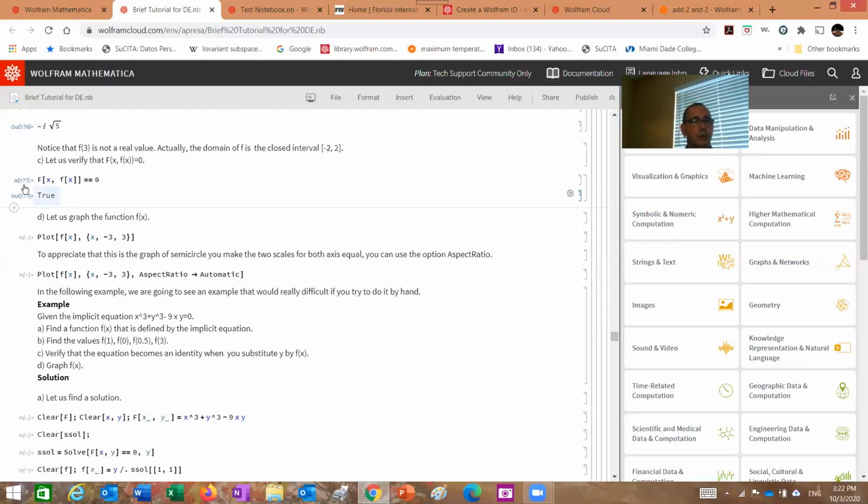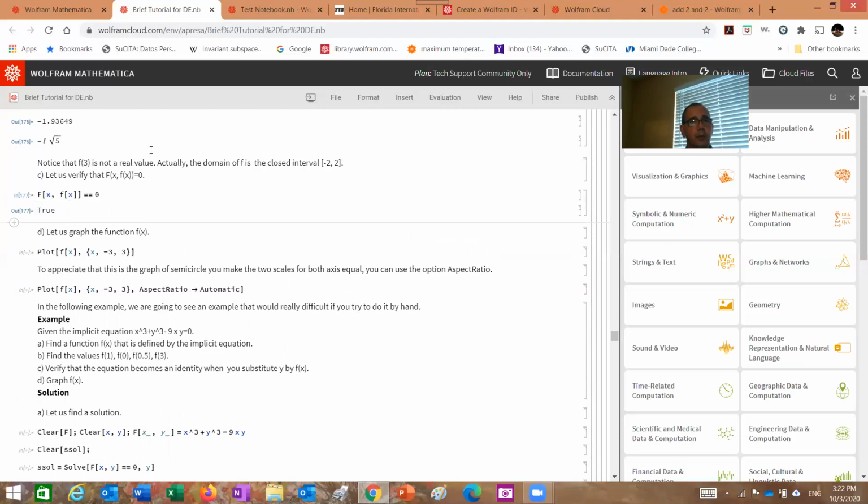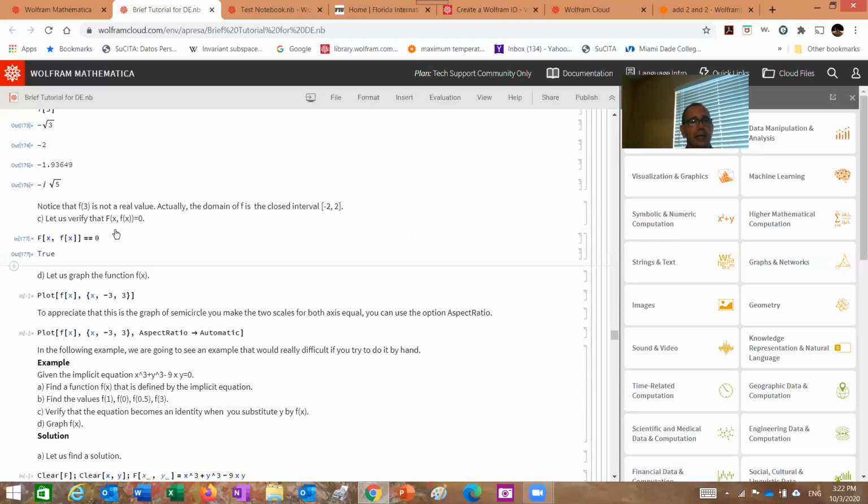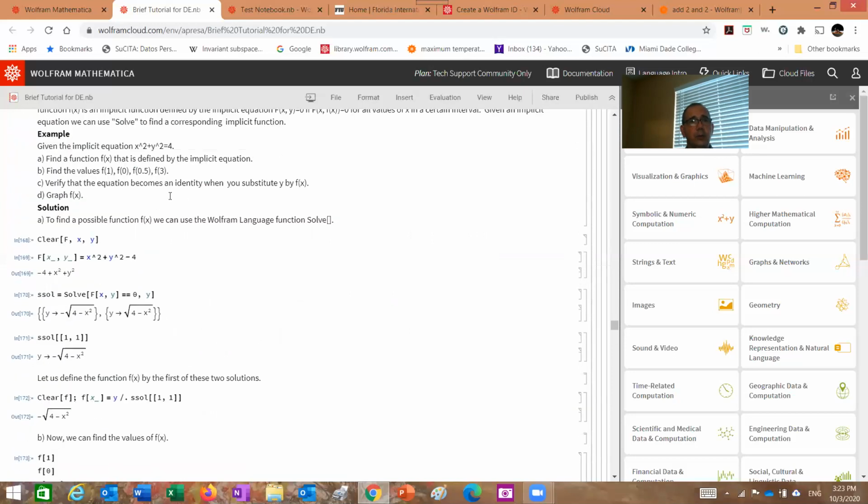So let's see what happened. It says that it's true. Why? Because it does the calculation in the formula. It means that in this formula here, x to the second plus y to the second is equal to 4. It replaces the y by one of these two expressions that we obtained when we solved for y, by the first one in this case. And when it does the simplification on the left side, it gets 4 is equal to 4.